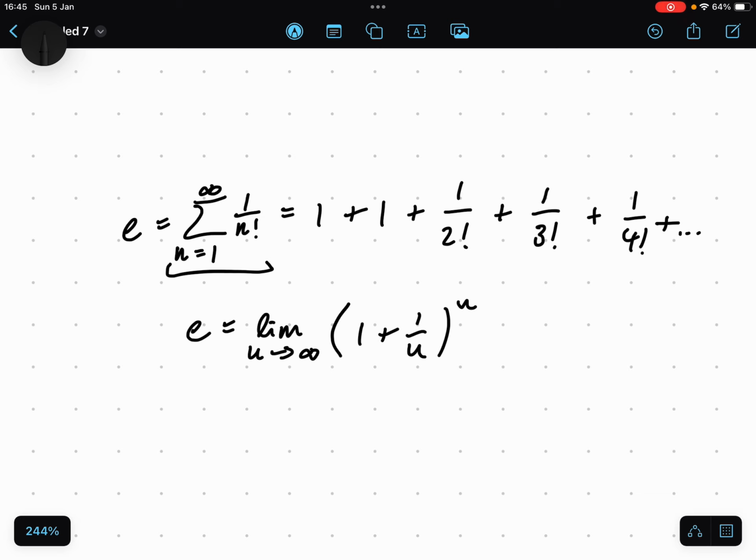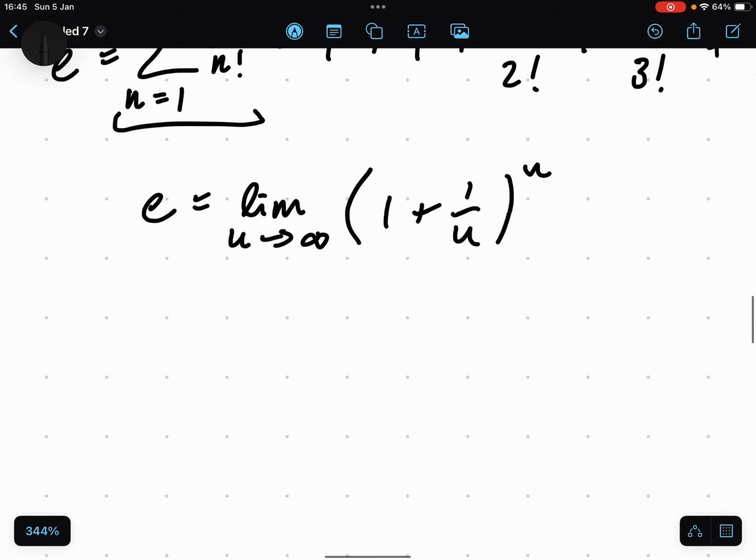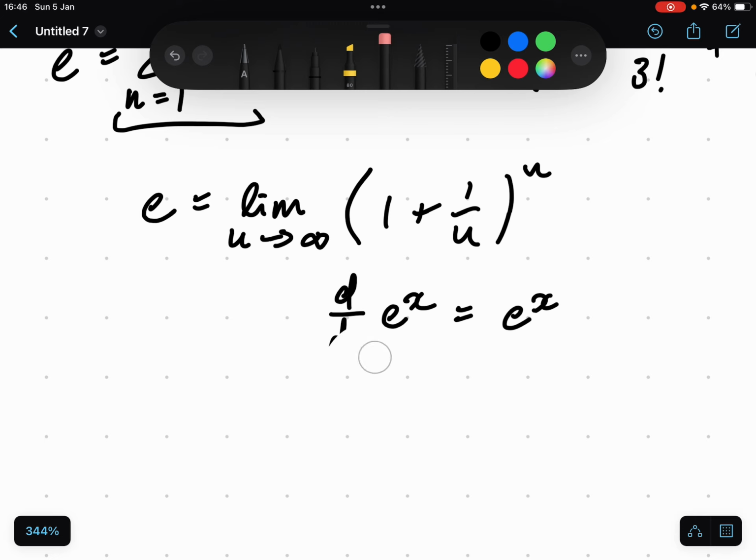But there is another way to do it that doesn't even need to use the Taylor series. We can just use this definition for e over here, which one way to get is by setting the derivative of e to the x equal to e to the x, and then using first principles, and then eventually you arrive at this limit by making a few substitutions, and so forth. Maybe I'll make a video on that soon. It's not that difficult though. So let's just get on with it, okay?